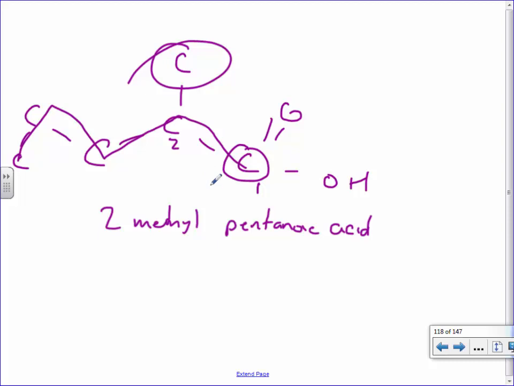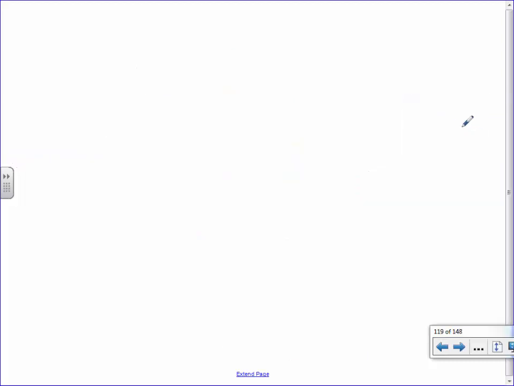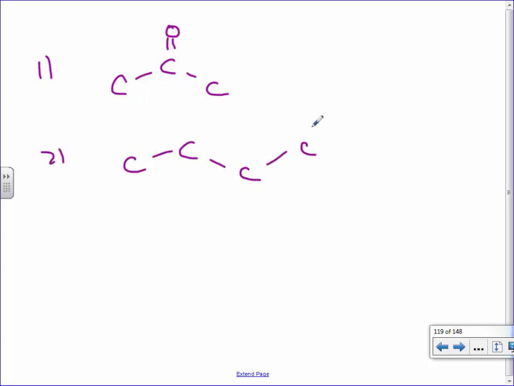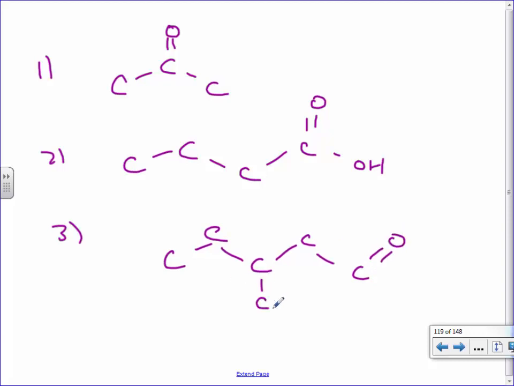Okay, let's try a couple examples here. I'll just make a few up. So just find a random slide to put some work on. So I'll make that one number 1. Make that one number 2. Make that one number 3. Why don't you guys try to name these ones? And honestly, only one of them's even on your diploma.